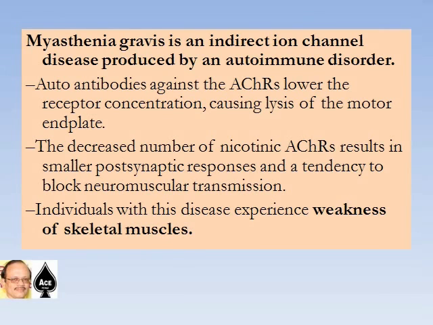Myasthenia gravis is an indirect ion channel disease produced by autoimmune disease. Autoantibodies against the acetylcholine receptors lower the receptor concentration, causing lysis of the motor end plate. The decreased number of the nicotinic acetylcholine receptors results in smaller post-synaptic response and a tendency to block neuromuscular transmission.